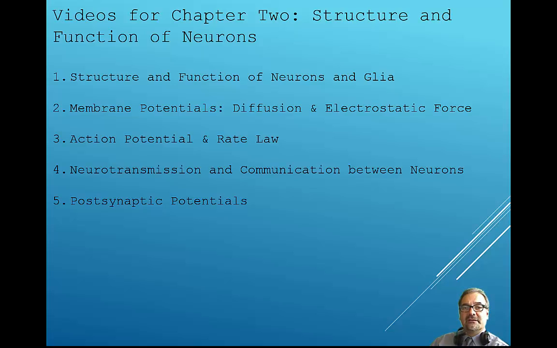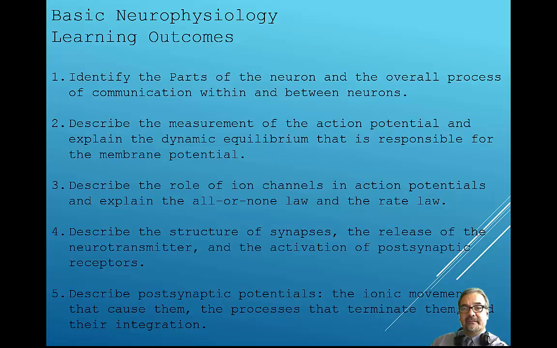The first one is the structure and function of neurons and glial cells. The second one is on membrane potentials, diffusion and electrostatic force. The third one is on action potential and rate law. The fourth one is on neurotransmission and communication between neurons. And the fifth one is about postsynaptic potentials.